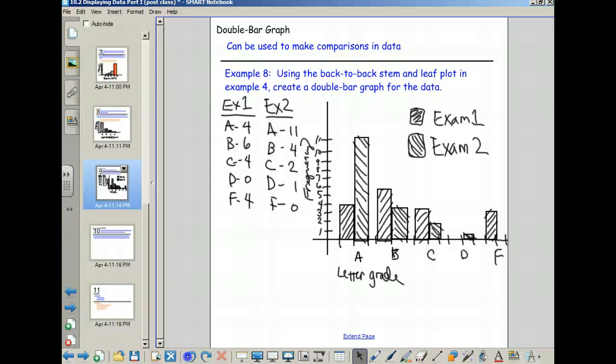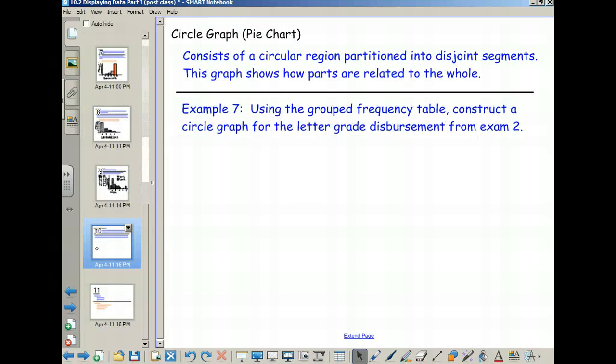Alright, the last one, the first time we've done something that doesn't involve charts, or at least not a bar chart, is a circle graph, or a pie chart, as you may have called it. This consists of circular regions partitioned into disjoint segments of a pizza. So pizza or cake or something where it's cut into pieces. This graph actually shows how the parts are related to the whole.